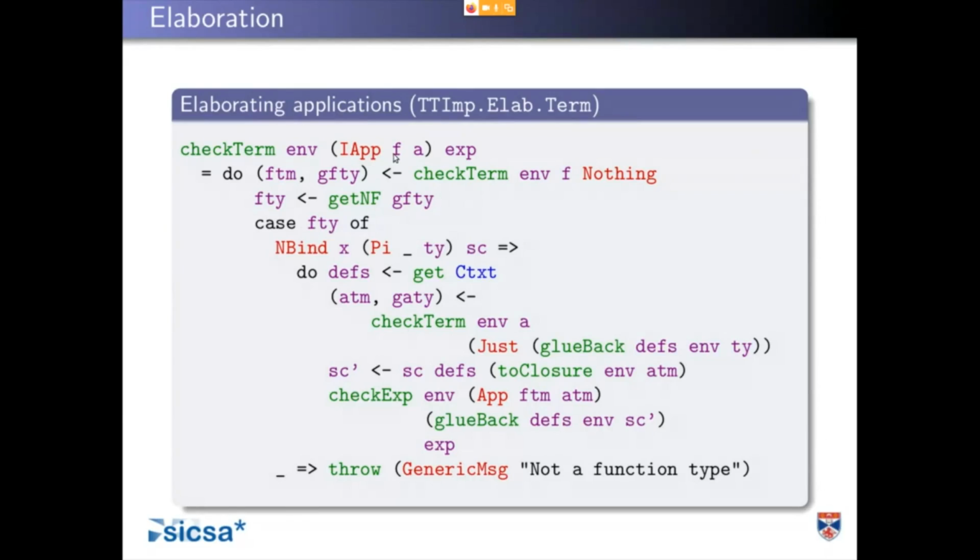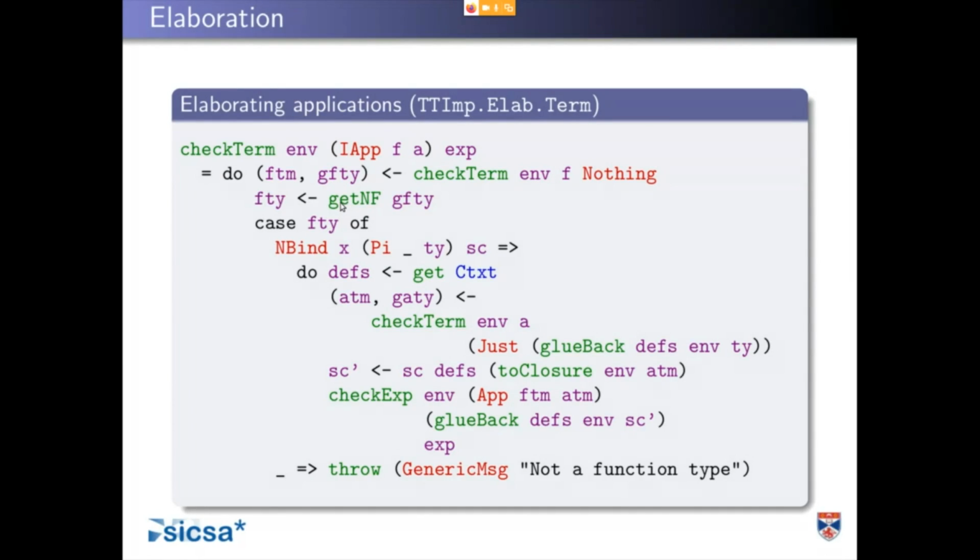So what happens? We've got f applied to a. We need to know that f is a function type before we proceed. We know nothing about f at this point, and it doesn't matter what we know about the expected type, whether we have something available or not. So we need to check that the type of f really is a function type. So call checkterm recursively, without feeding in an expected type. It gives us back the term and the glued variant of the type. I tend to use this Hungarian style, so G says that it's a glued thing.